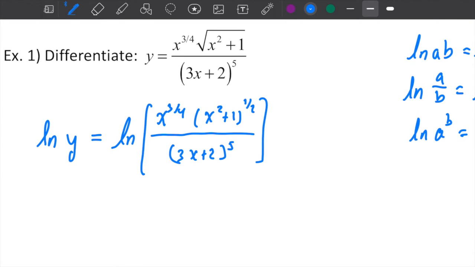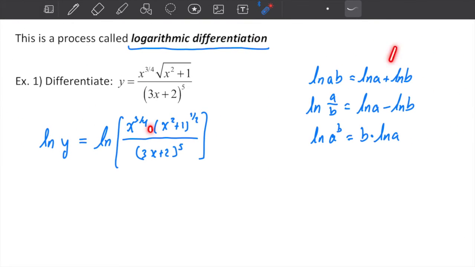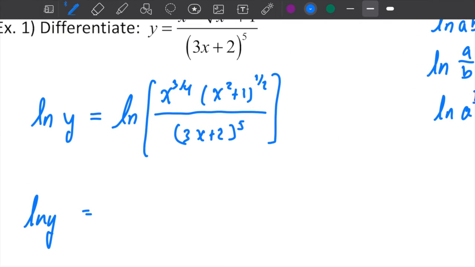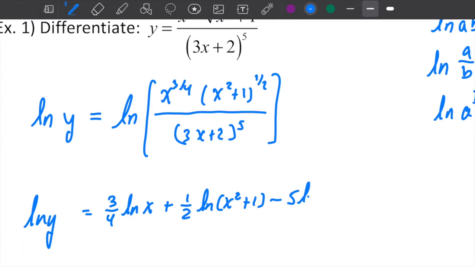So what I see is we have an exponent, we have multiplication, there's another exponent, there's division, there's an exponent. Well, that product, we can separate that. That division, we can separate that. Those exponents, we can take those out as a product. So applying properties of logarithms, we can turn this statement into the natural log of y equals 3/4 natural log of x, added to 1/2 natural log of x squared plus 1, subtract 5 multiplied by the natural log of 3x plus 2.